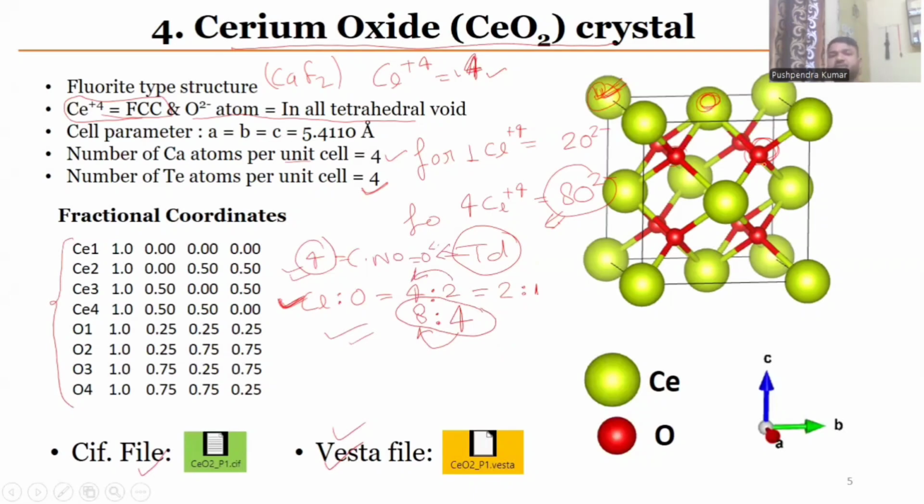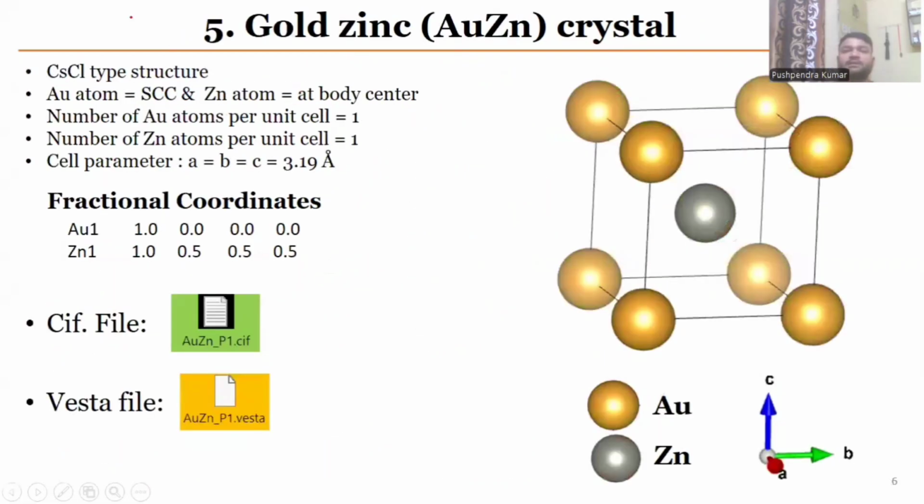So let's move on to the next crystal. The fifth one is the gold zinc crystal, which is a cesium chloride type crystal structure. In it, gold atoms form an SCC lattice, a simple cubic lattice. So the gold atoms will be present at the 8 corners only. So the number of gold atoms in one unit cell will be equal to 8 into the contribution of 1 by 8. So from here we can see that the number of gold atoms per unit cell is 1.